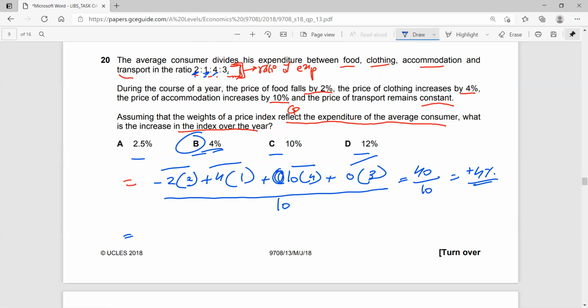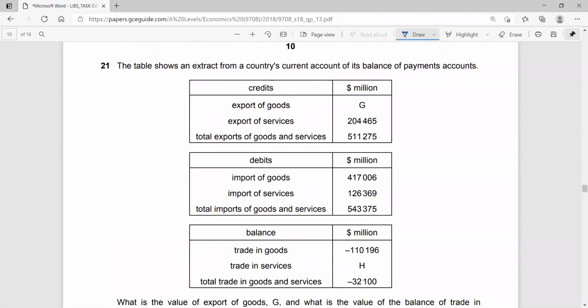Some people do this like minus 2 into 2 upon 10 plus 4, 1 upon 10 plus 10, 4 upon 10, and so on. It's literally the same thing. If you want to do it like this, you can go ahead and do it. Point being, it's mathematically literally the same thing, so you shouldn't be too concerned about that.